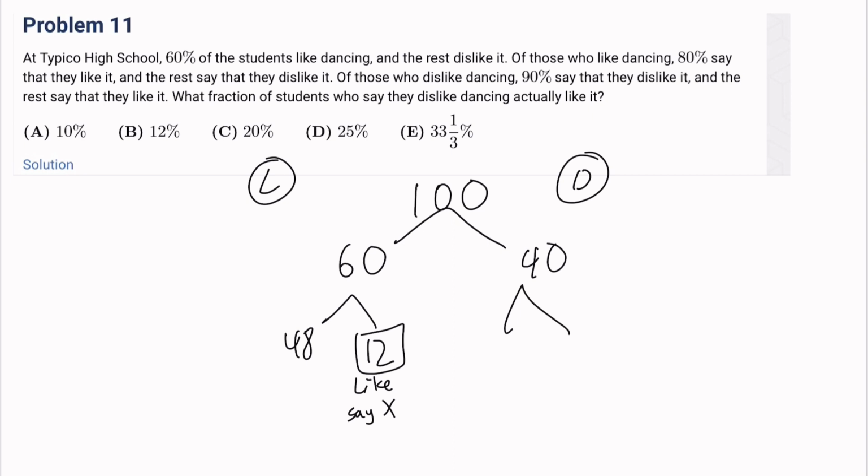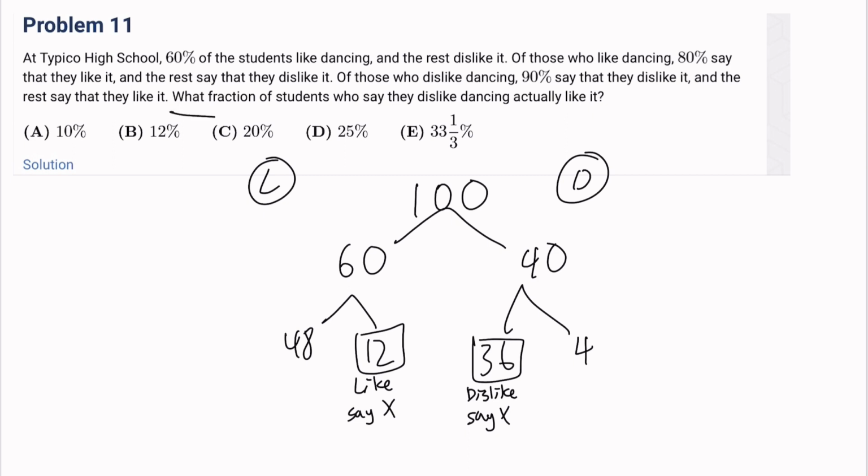And of 40, 90% say that they dislike it, which is 4 times 9, 36, and the rest say that they like it. So 4. And so this much is dislike, and say that they dislike, right?